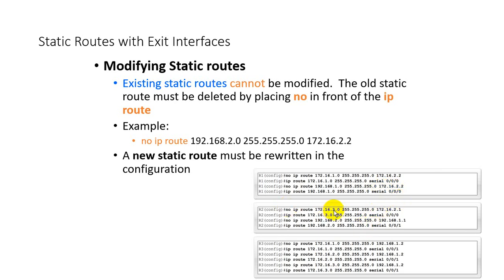Similarly, no IP route, destination IP address, subnet mask, and the next hop IP address. Similarly, IP route, destination, subnet mask, and then the exit interface. Similarly, we do this for the other routers as well.